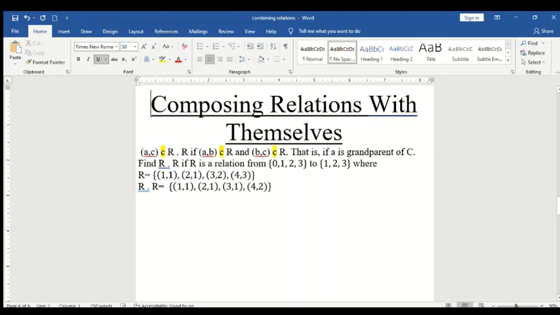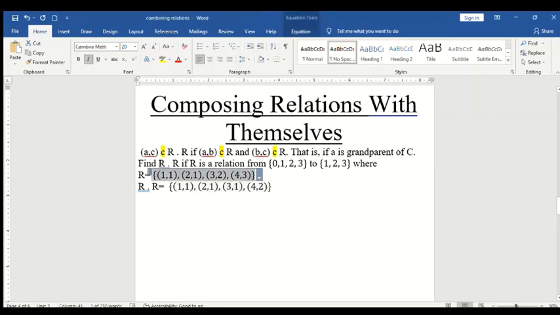Okay, for the next topic, we have here composing relations with themselves. We have the ordered pair AC is a subset of the relation. The relation, we have here the ordered pair AB, subset of the relation. And the ordered pair BC is a subset of the relation. So that is, if A is grandparent of C, we are finding here the relation. So the relation R, if R is a relation from 0, 1, 2, 3 to 1, 2, 3, where we have the relation here 1, 1, 2, 1, 3, 2, and 4, 3.